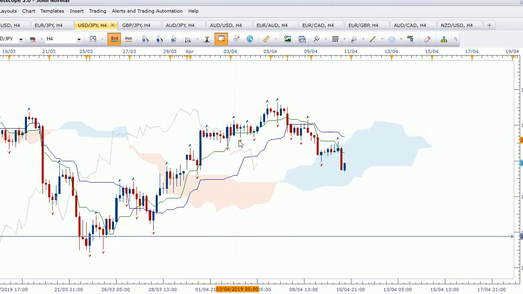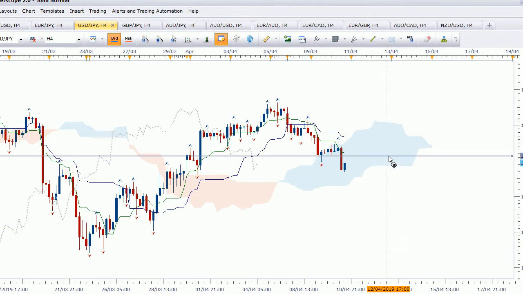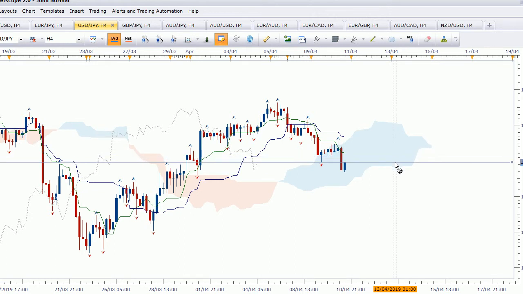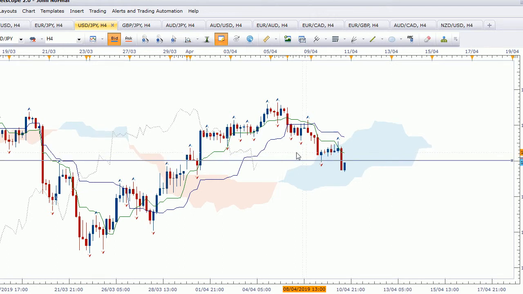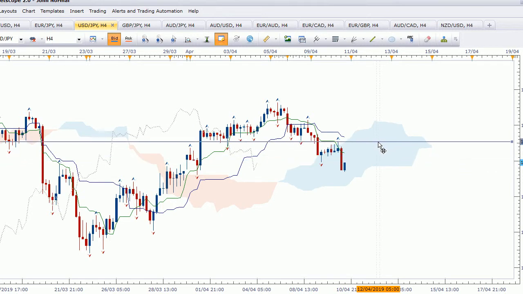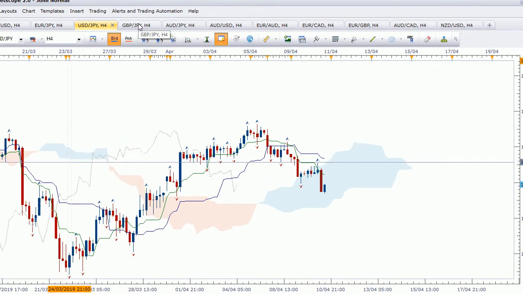Kumo breakout there. Chikou's below price. We're just about to cross over to the downside. We could possibly bounce off this, but it's only a possible. It's not a very strong level at all. So I don't see anything, to be honest. Nothing to talk about, so we'll move on.